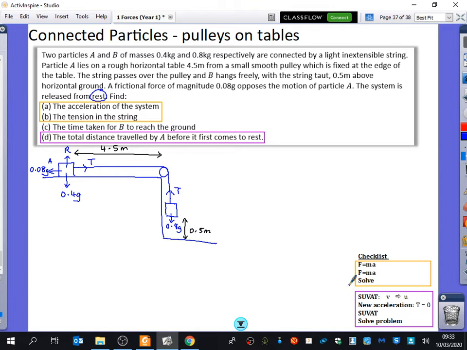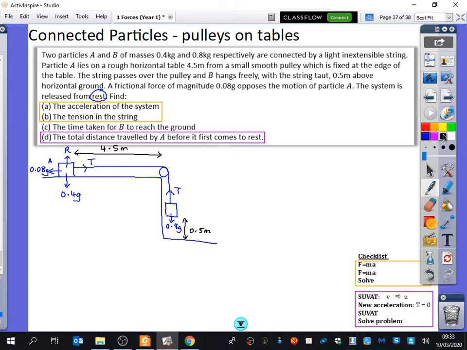And then part C is a little bit of an easy part of suvat, just finding out how long it takes to reach the ground. And then part D is the bit that I've put in purple because it's going to include that quite long process of trying to work out what's actually happening in this question for that last part: the total distance travelled by A before it comes to rest. So let's start off by doing the parts that are in orange.